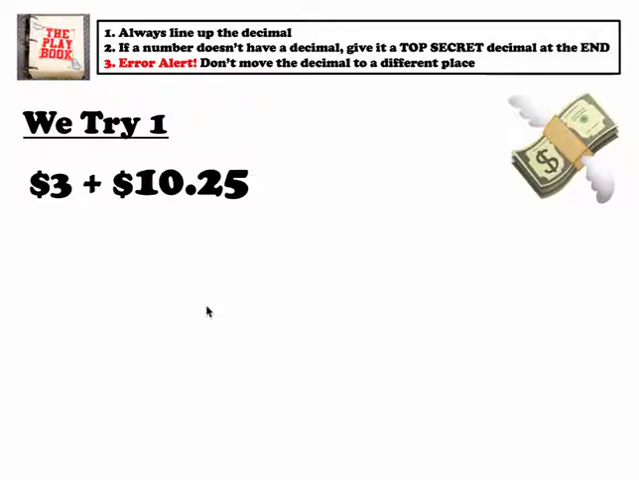Let's try a few more examples together. This time I'm adding $3 to $10.25. I want to line up my decimal, and if I don't have a decimal, I'm going to add a top secret decimal at the end. Here this 3 is missing a decimal, so I'll put it at the end. And now I'll just line up my decimals and add up my numbers.